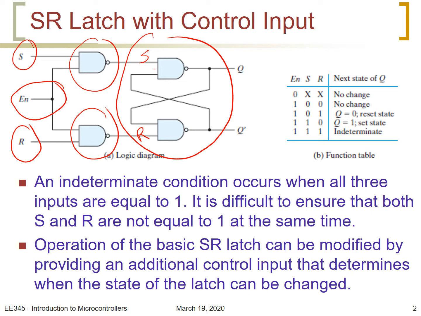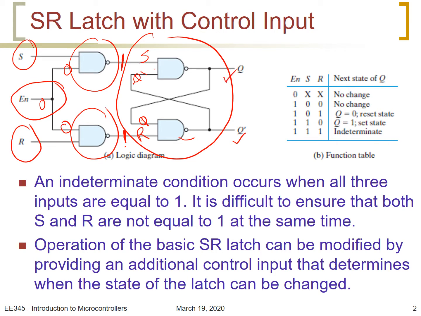If enable is 0 here, this will be 0, and this will be 0. And it doesn't matter what R and S are, this will be 1 here, and this will be 1 here. And when this is 1 and this is 1, this is Q prime, and this is Q, 1 and the Q, inverted Q prime, and 1 and the Q prime, inverted Q.